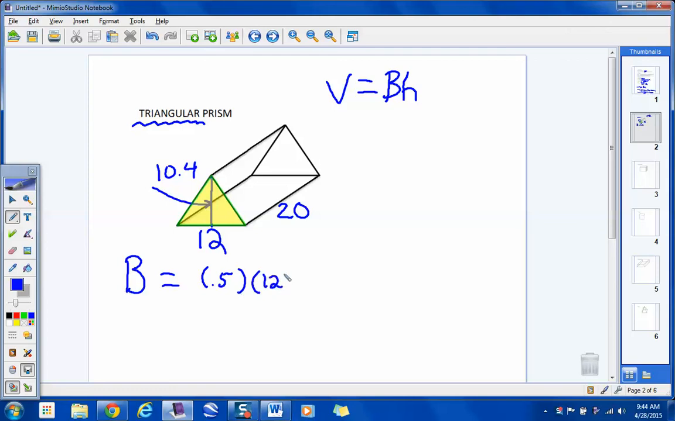What's the height of that triangle right there? Well, it's 10.4. I need someone to punch that up. I don't think I can do that in my head. I can try. 62.4?